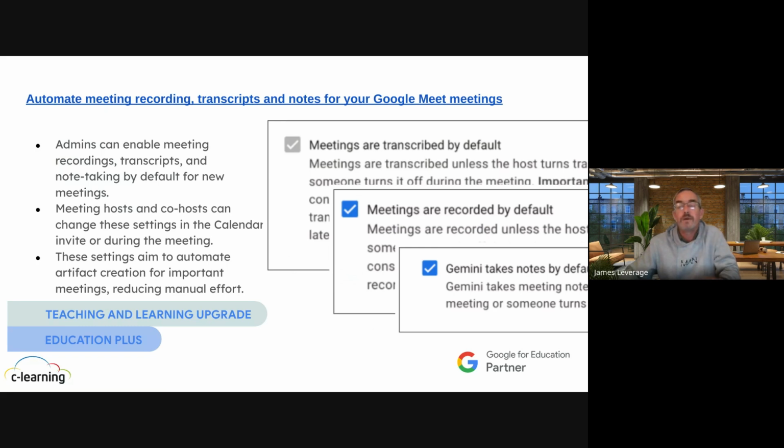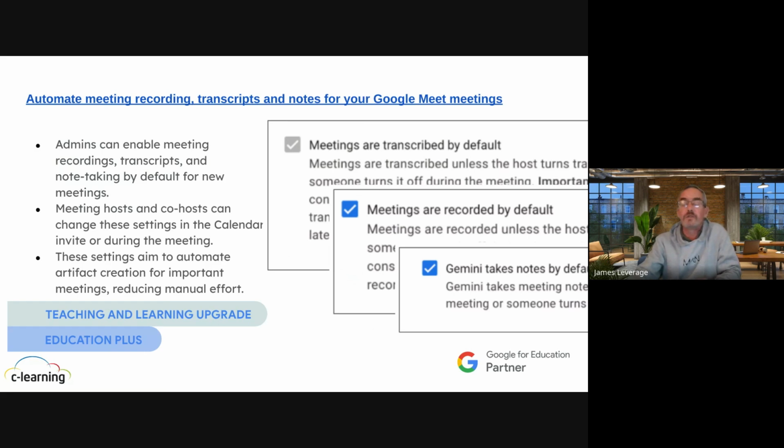So for example, if you set it as a default to always record, but you want to have a meet that you don't need to have recorded, then the Meet host or the co-host can turn those settings off within their own calendar.